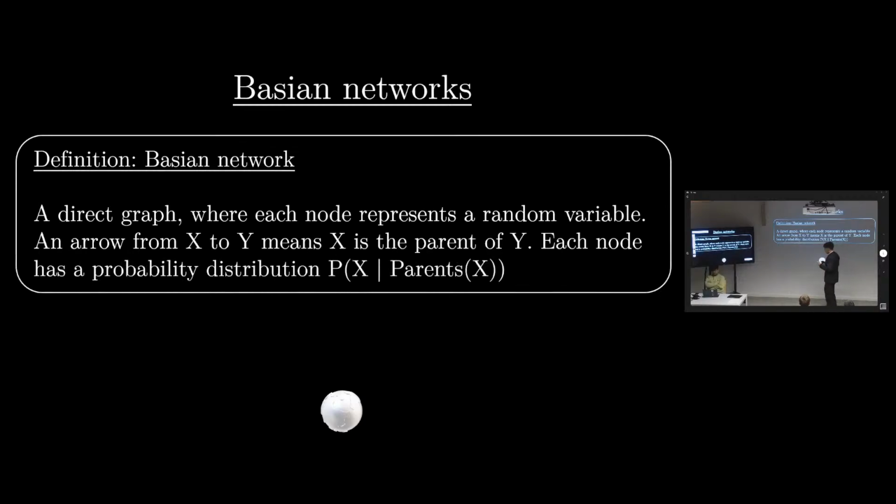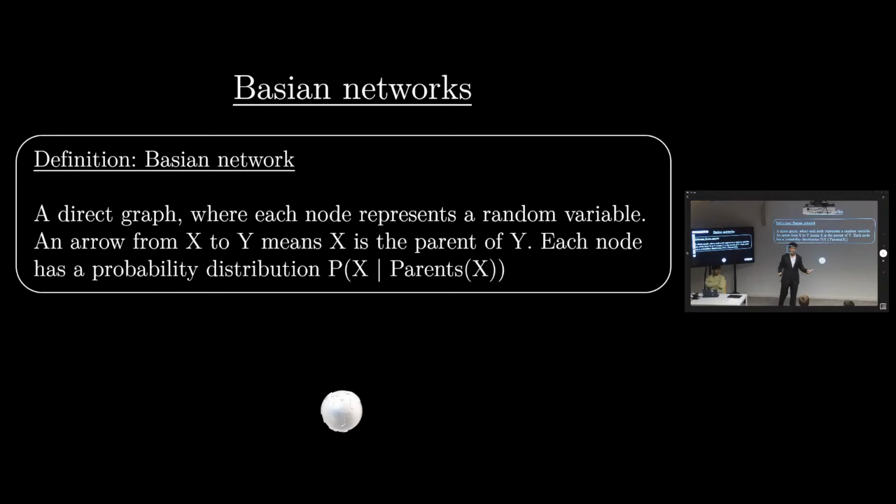So, while exploring this planet, we'll face three main topics. The first one is called a Bayesian network, which is a key thing that makes the AI really deduce and reason. So what's a Bayesian network? It's a directed graph where each node represents a random variable. An arrow from X to Y means that X is a parent of Y. Each node has a probability distribution, the probability of X given the parents of X having happened. Pretty abstract, so let's take an example.